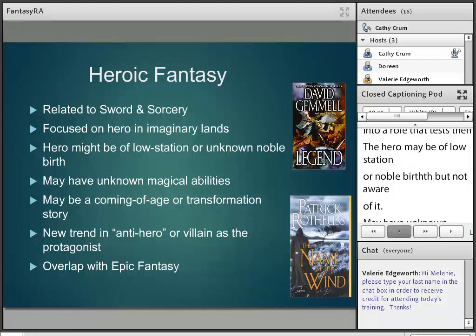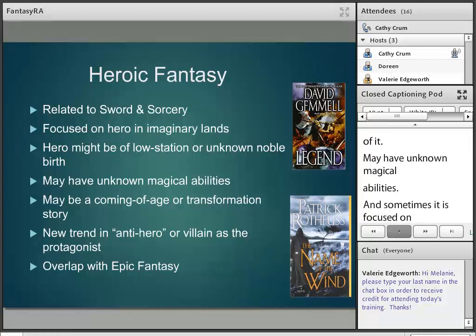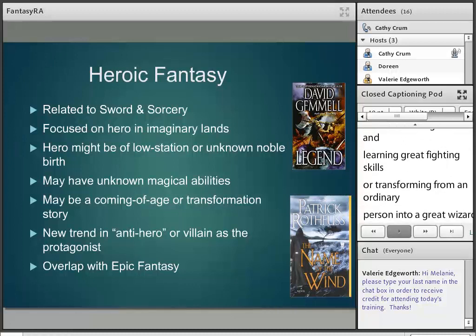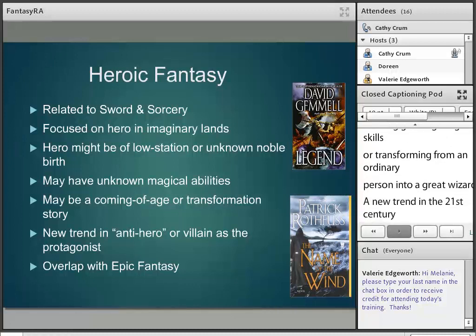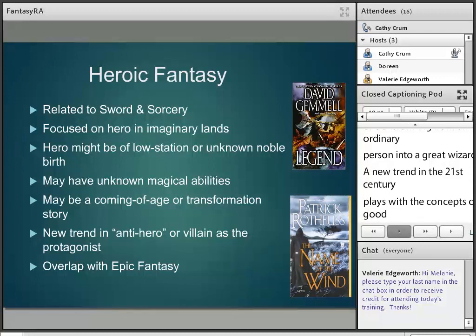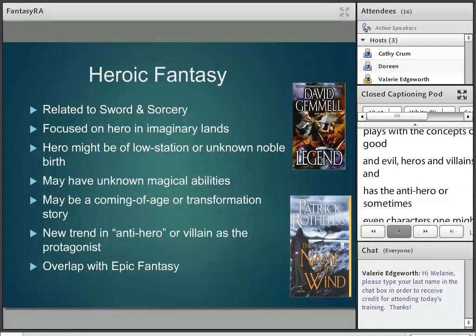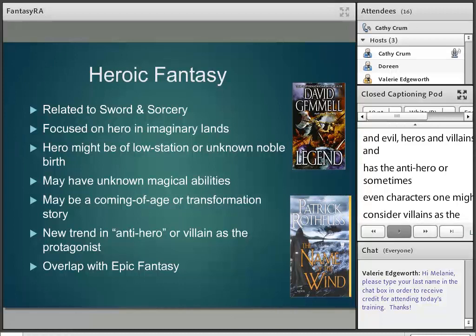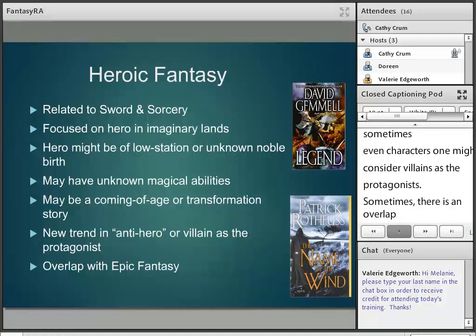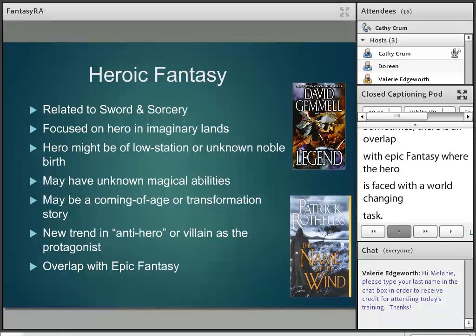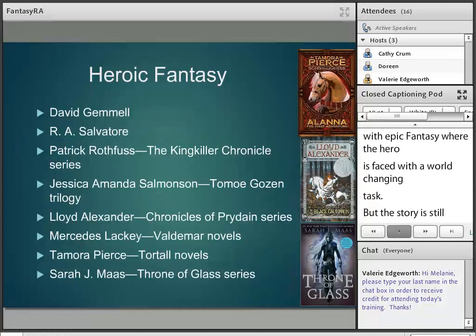Sometimes the story is focused on the hero coming of age and learning great fighting skills or transforming from an ordinary person into a great wizard. A new trend in the 21st century plays with the concepts of good and evil, heroes and villains, and has the anti-hero, or sometimes even characters one might consider villains, as the protagonists. Sometimes there is an overlap with epic fantasy, where the hero is faced with a world-changing task, but the story is still essentially about the hero's journey.